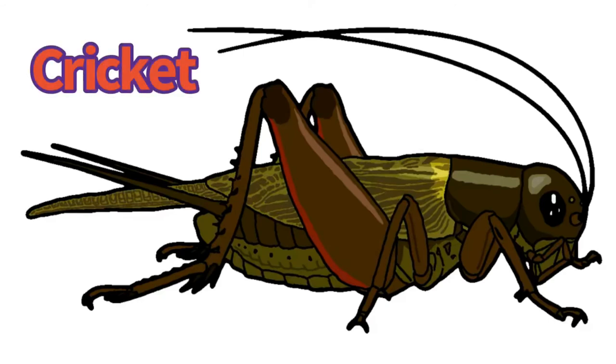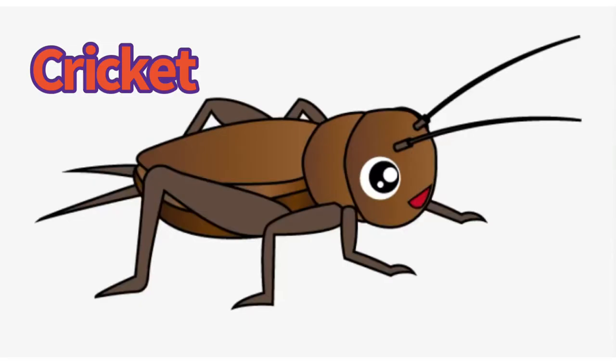This bug is a cricket. Crickets are leaping insects or leaping bugs. Crickets rub their wings together and make a loud chirping noise. Crickets are related to grasshoppers.